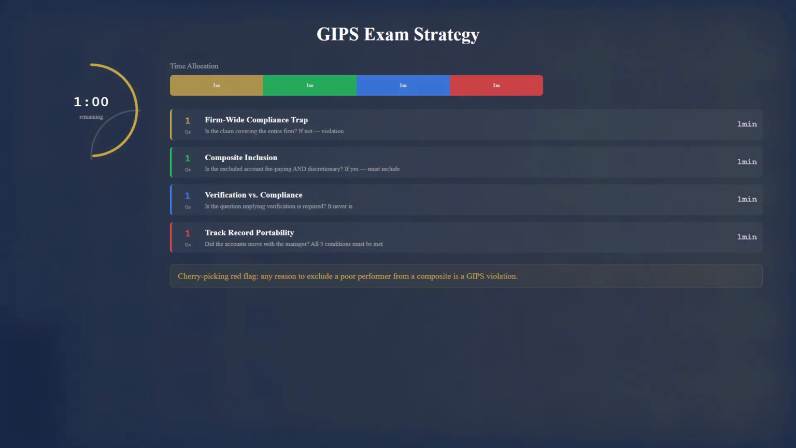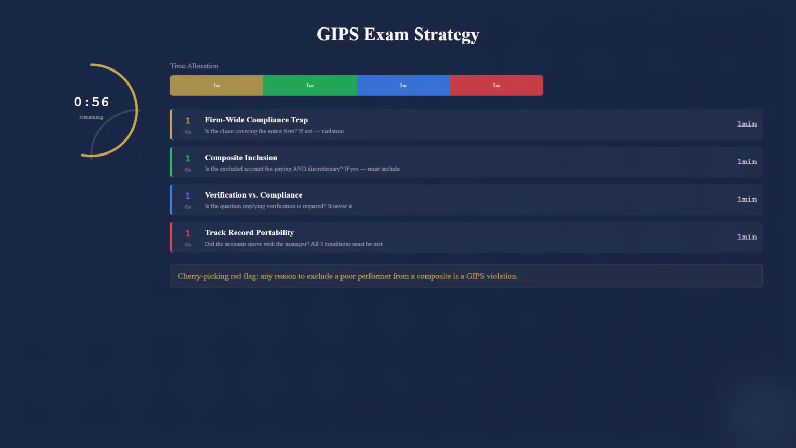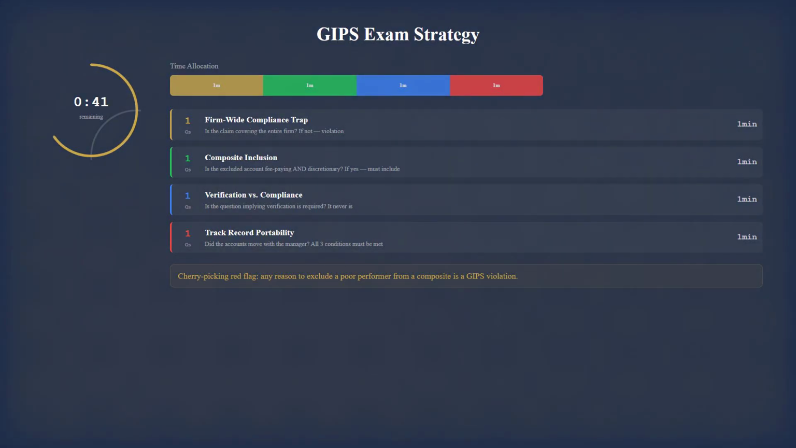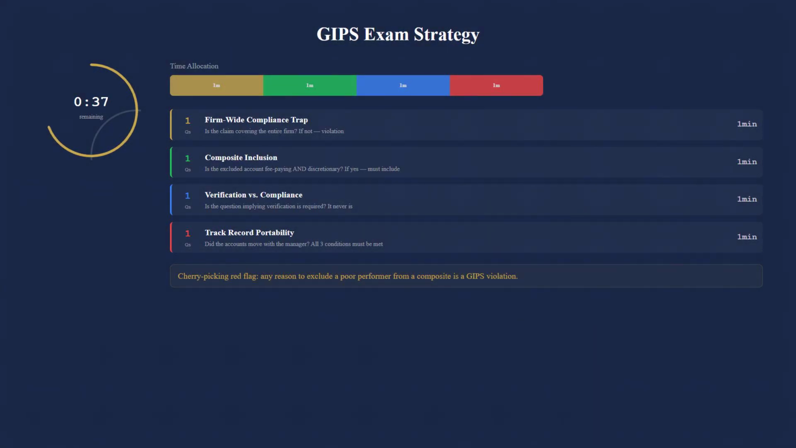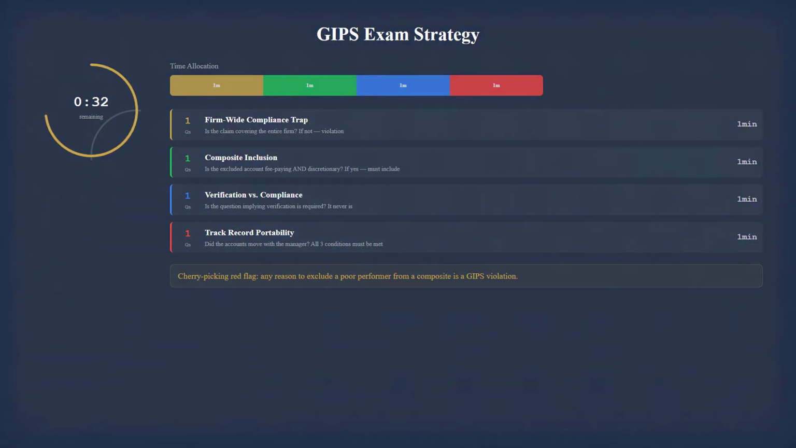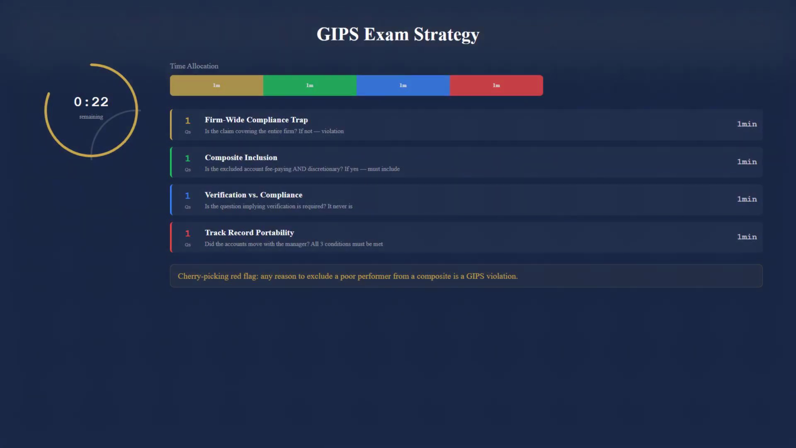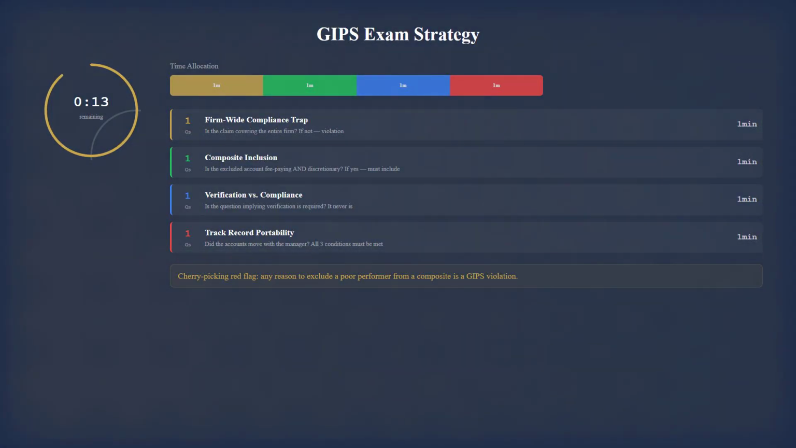It is never required. When you see a composite with a poor performer excluded, ask, is that account fee-paying and discretionary? If yes, it must be in the composite, and that exclusion is a violation. And when you see a manager who left a firm, ask, did the accounts move too? If not, no portability. With about 1 to 2 minutes per GIPS question, these 4 mental triggers are all you need.